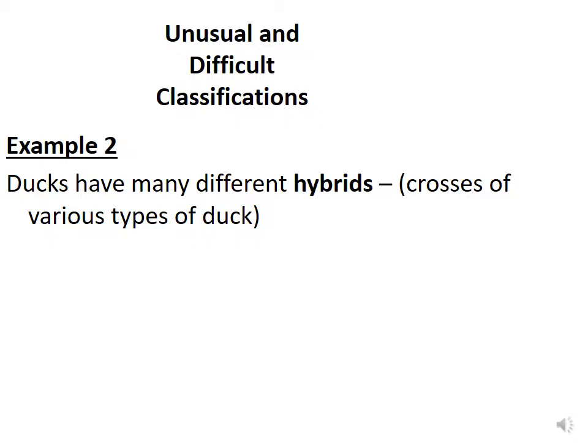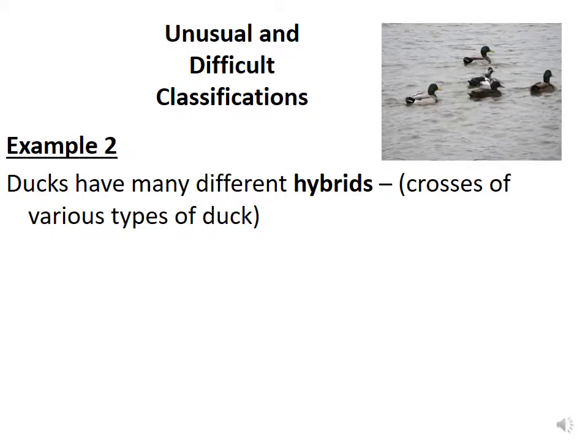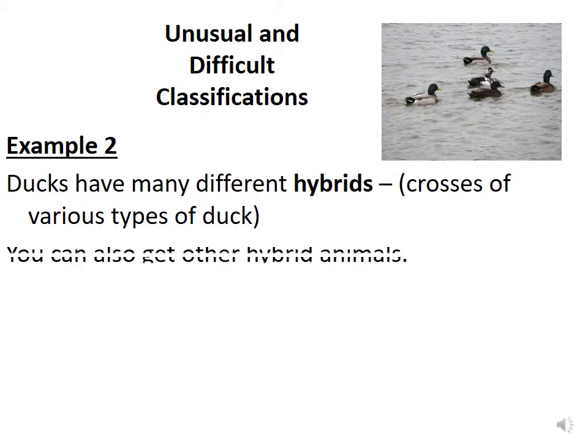Ducks are an example of organisms that have lots of hybrids, which are crosses of various types of ducks. And sometimes it can be really hard to tell them apart because they have so much variation and so many shared features between different species as well. You can also get other hybrid animals, so a mixture of two different species, and it's difficult to classify them.